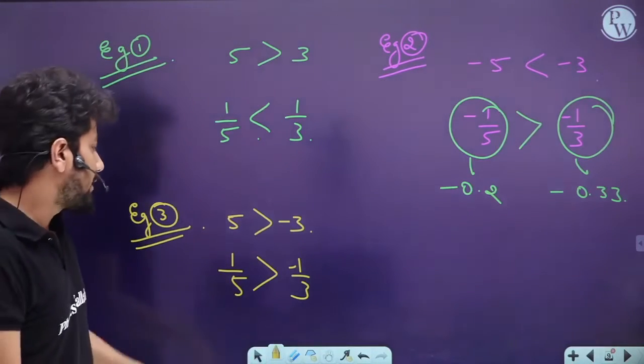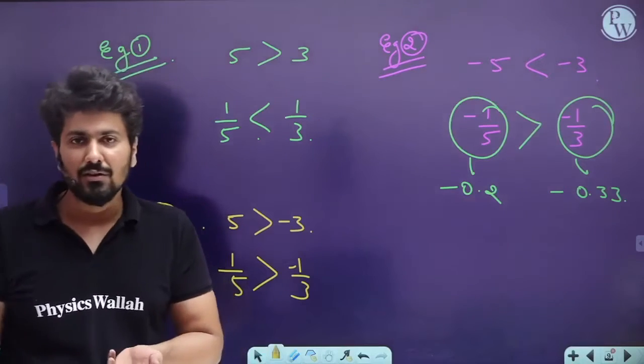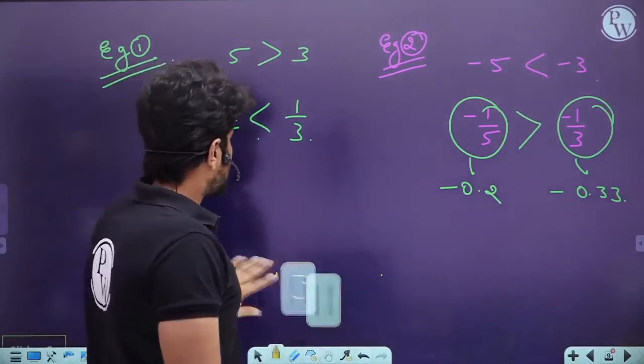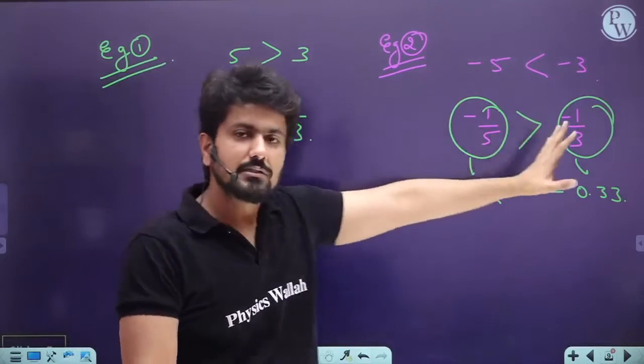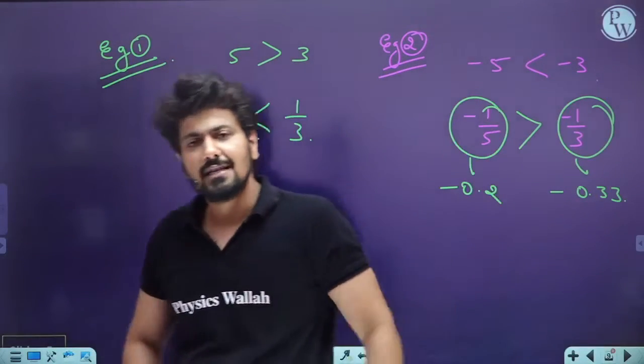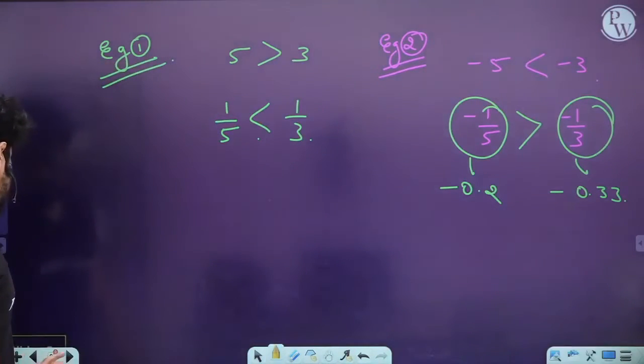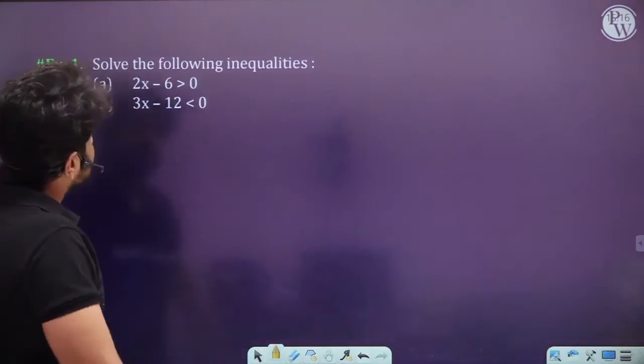But it's not necessary that every time the inequality will not change. So here's the thing, everyone. This rule works when both these sides are of the same sign. That's it. For now, this is all you have to understand. This is the rule of reciprocal. Now, let's solve a few questions.